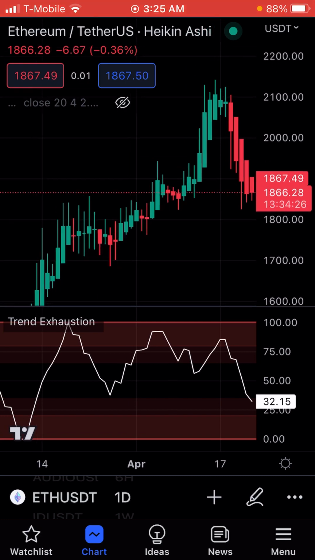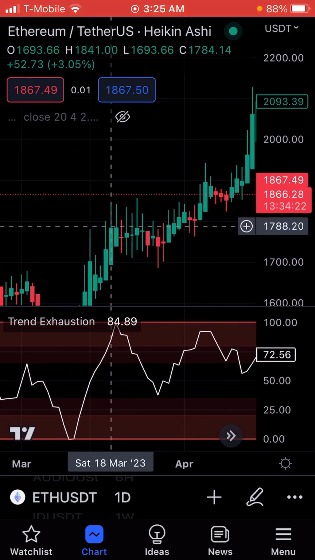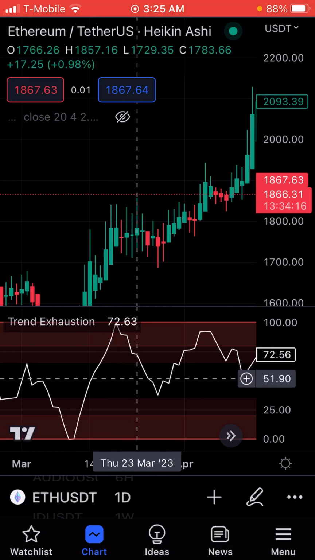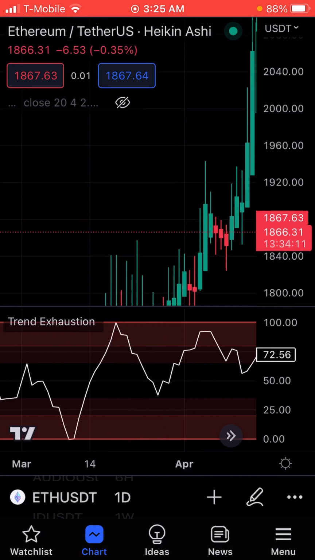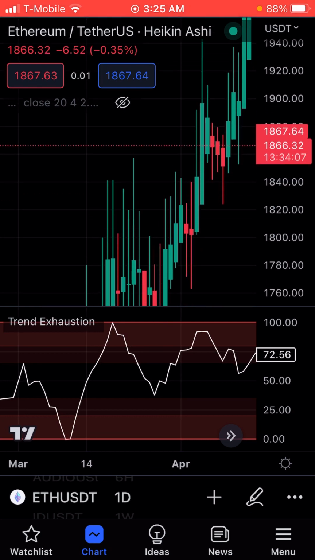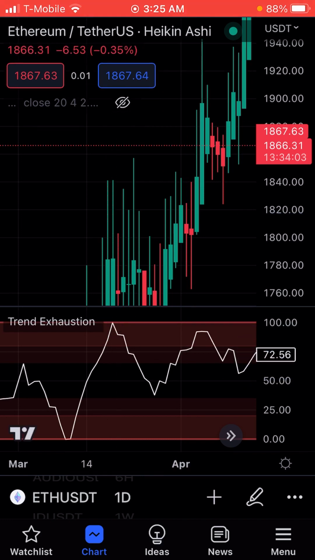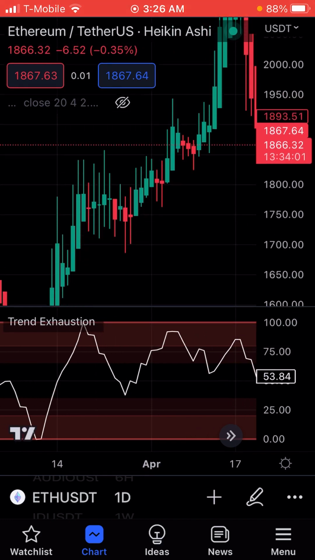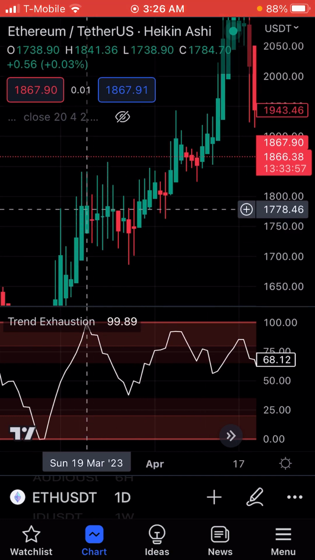You want to wait for a moment where, see right here, ETH was at the very top, and it showed on the trend exhaustion that it was going down. So if we zoom in as close as we can, now I can't zoom in on the day. I don't know what day that is or when that happened. This was on March 19th, so it'd be kind of hard to find that on the 1 minute. But if we look here, we see the trend exhaustion's all the way at the top.